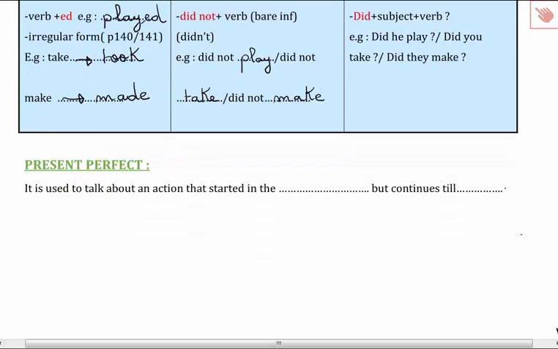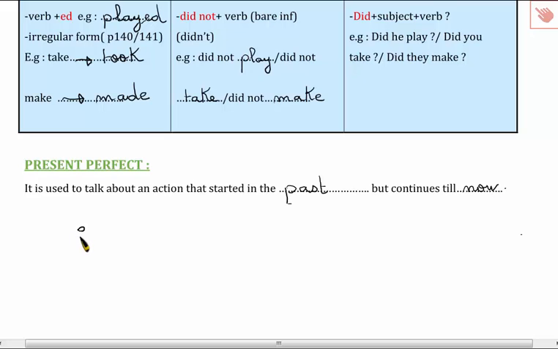Now, the present perfect tense. It's also used to speak about actions that started in the past, but it's not finished in the past. It continues till now. The difference between the simple past tense and the present perfect tense is that in the first one, the action must be finished in the past, while the present perfect tense started in the past, but it's still here. It continues till now.